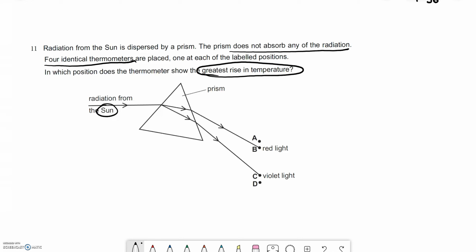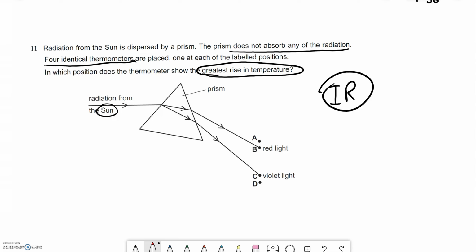Now, what we've got to do is think about what is related to temperature, what part of the electromagnetic spectrum. And if you remember, it's to do with infrared. The infrared part is related to heat. The hotter something is, the more infrared it emits. So where are we going to get the greatest rise? Well, that's going to be where there's the most infrared radiation.